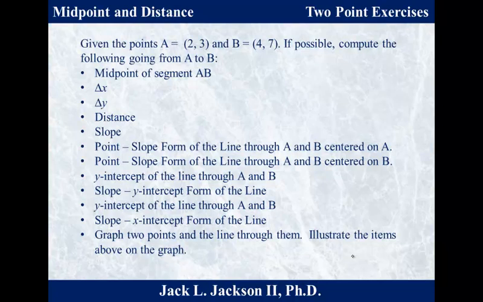There is going to be one line there. If possible, find the point slope form of the line through A and B, centered up at A. Remember, we center up at a particular point in the point slope formula. Use also the point slope formula and form of the line, but center it at B this time.